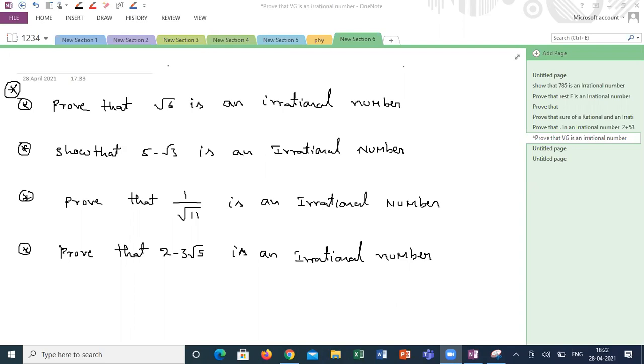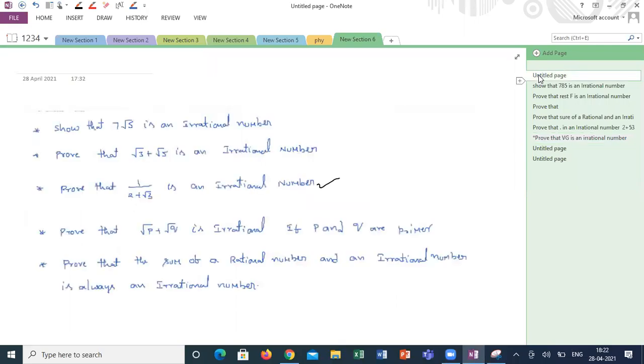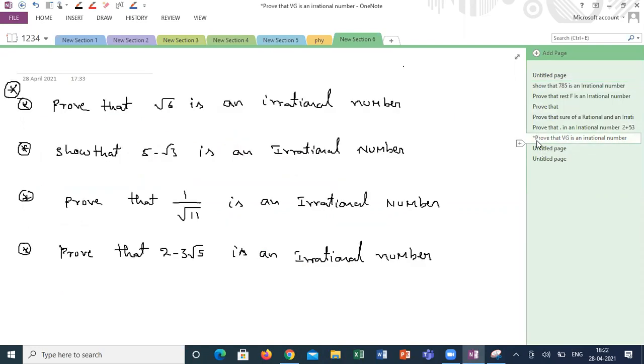Sir, and one more question you didn't explain. One minute, sir, I'll just take that. Previous one. I think we discussed everything. Sir, in the previous one, there was a question: prove that root 10 is an irrational number. Oh, that was also a question, sir. I had noted it as well. Okay, let everyone complete.